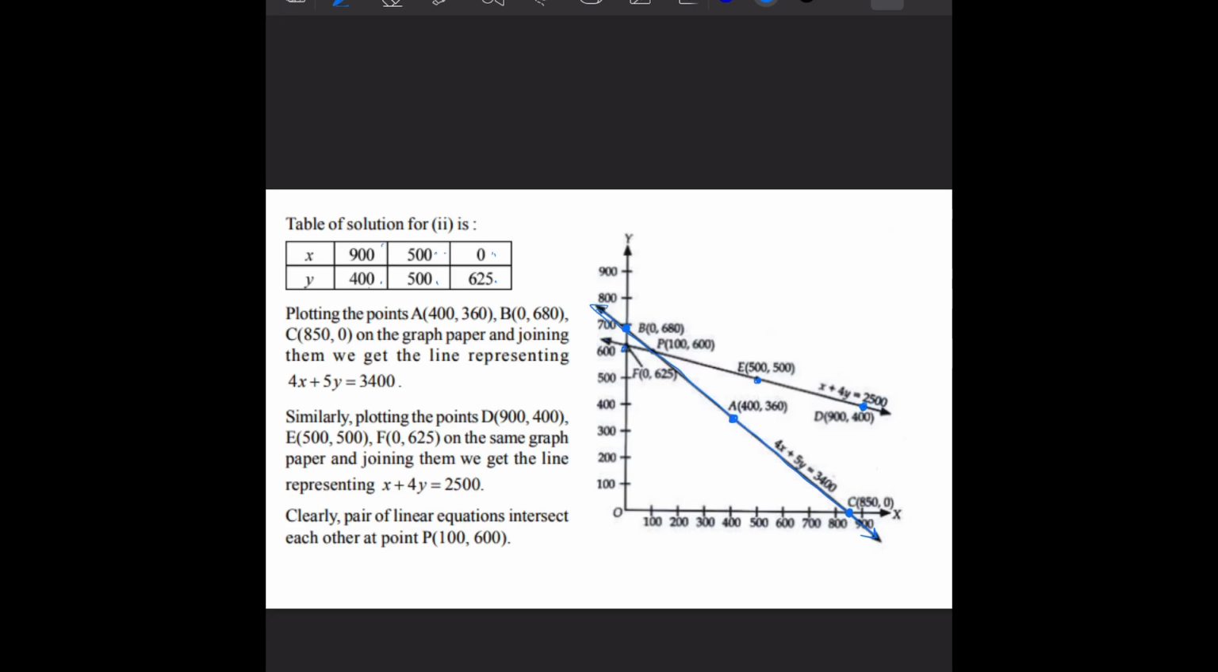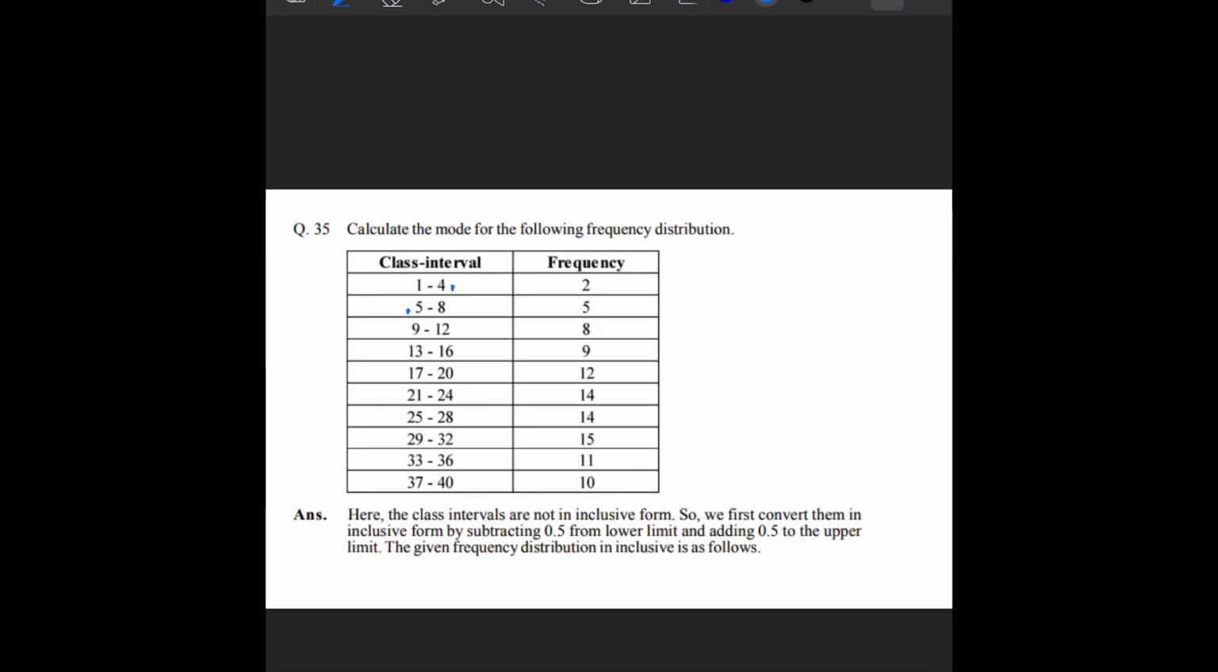अगर मैं तीनों पॉइंट्स को ज्वाइन कर दूं तो you will get this point of intersection, and that point of intersection is 100, 600. So as you can observe, आप algebraically सॉल्व करोगे तो आपकी x की वैल्यू है 100 और y की वैल्यू है 600. आप ग्राफिकली सॉल्व करोगे तो आपकी x की वैल्यू है 100 and y की वैल्यू है 600. So that's the solution. Let's move on to the next question.